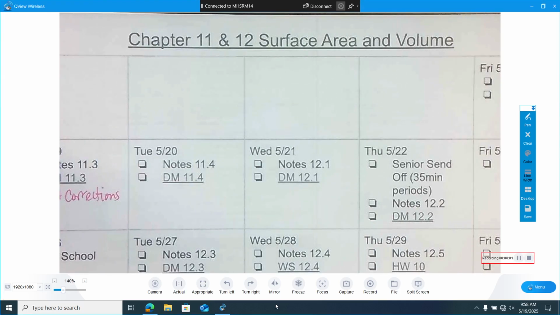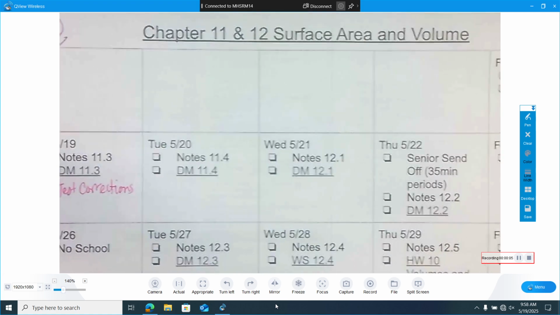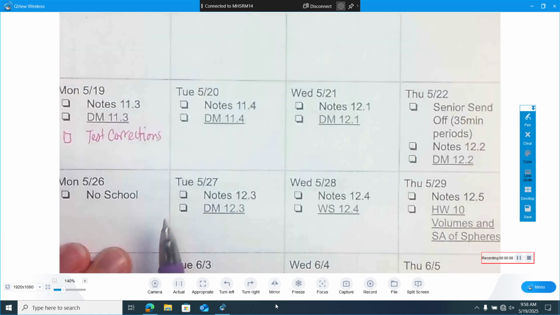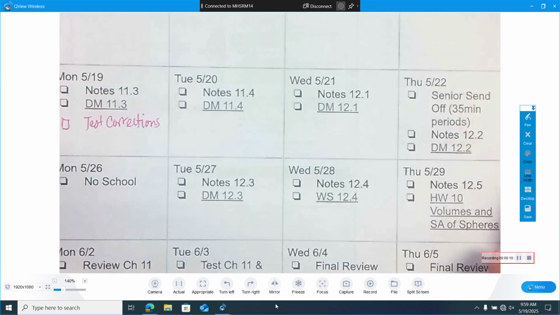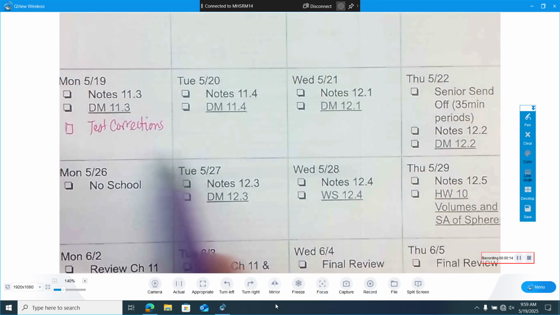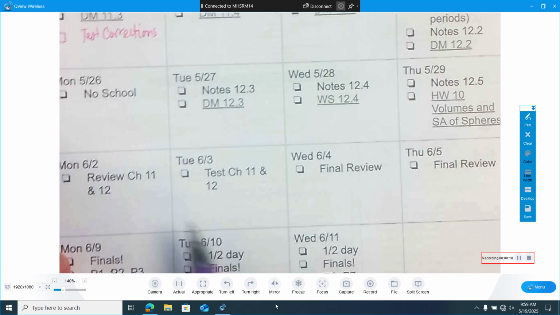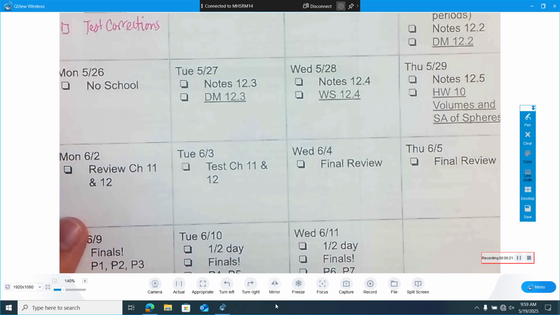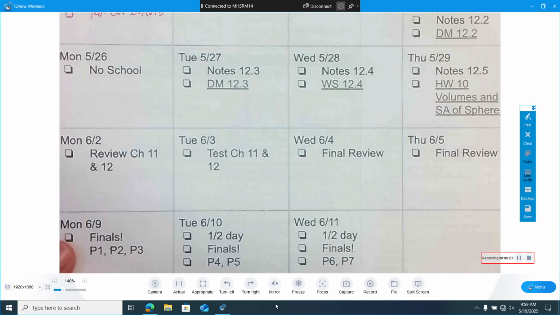Chapter 11 and 12, rather. Again, we had to smush things together. So today is the 19th, and you can see that you don't have school on Friday, no school on Monday. And so these are the 8 days of notes. We've got 8 days of notes left. And then you have your review and test, and then final exam review and finals. So this is the whole year.